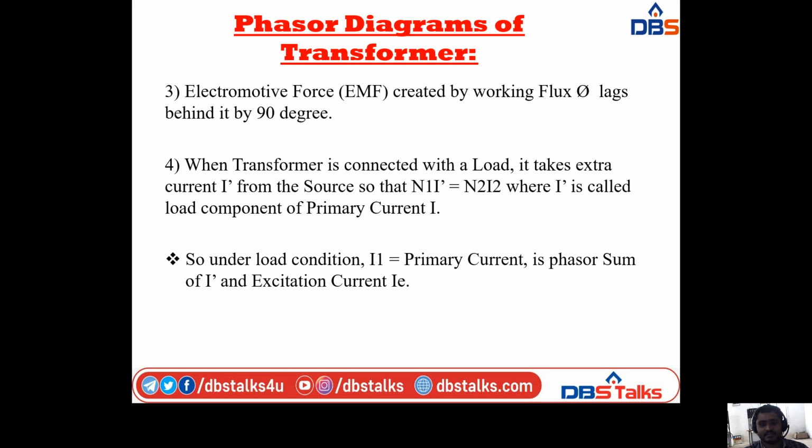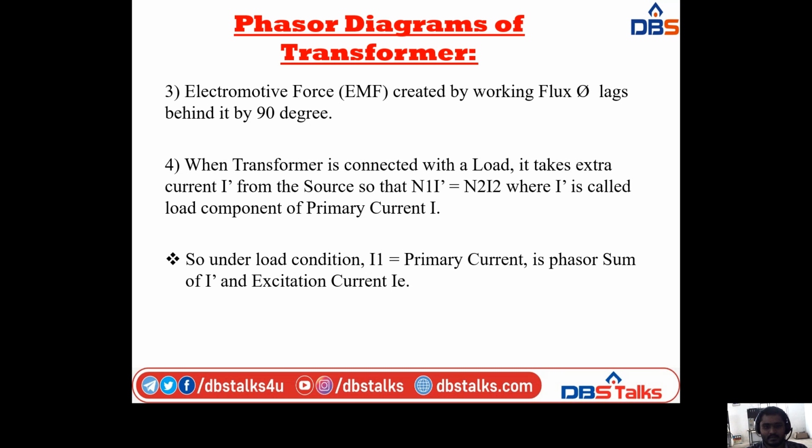Now we discussed the no-load condition, and coming to the on-load condition: when the transformer is connected with a load, it takes extra current I1 dash from the source, so that N1 I1 dash is equal to N2 I2, where I1 dash is called the load component of primary current. Under load condition, I1 is the primary current, which is the phasor sum of I1 dash and the excitation current, that is IE.